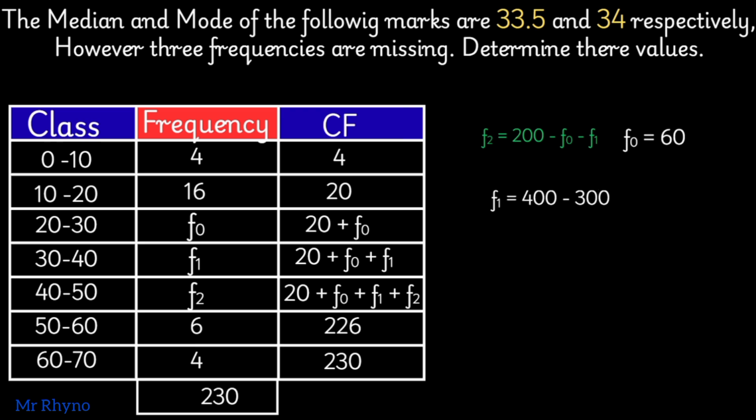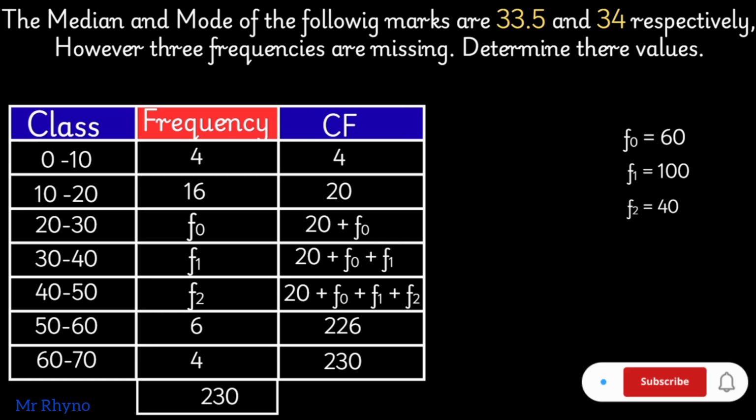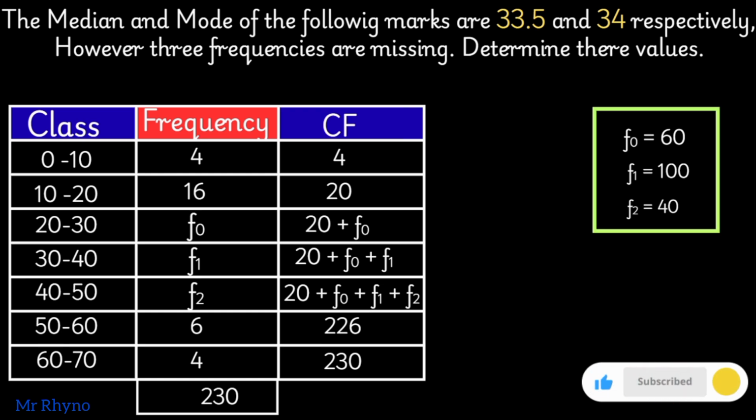Then 5 multiplied by 60, that is basically 300. 400 minus 300, that gives us the value of f1 as 100. To get the value of f2, we substitute these two values in this equation, and we shall have f2 being equal to 200 minus 60 minus 100. 200 minus 60, that is 140, and 140 minus 100, that gives us the value of f2 as 40. And these are the three values that we are supposed to get in this problem.